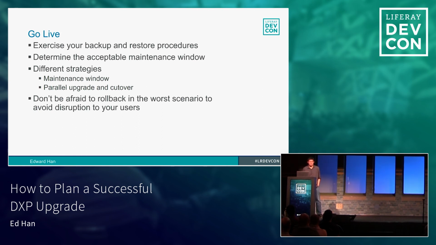Other strategies that I've seen involve parallel upgrades. So you have your production system up, users can still access it, but at some point you create a clone of the production data, run the upgrade in this separate environment, and then once you've smoke tested that new environment, you do a cutover.